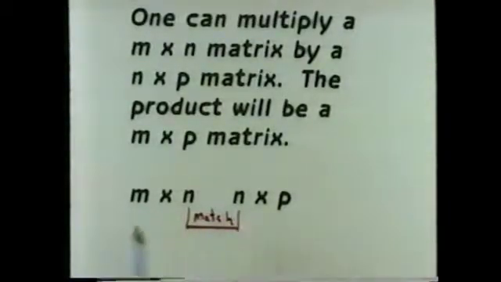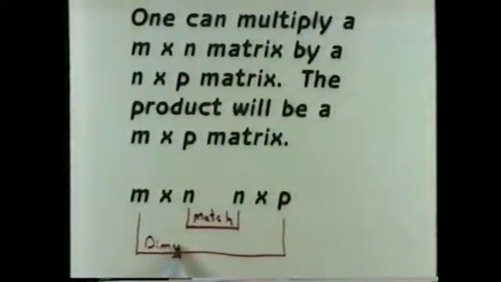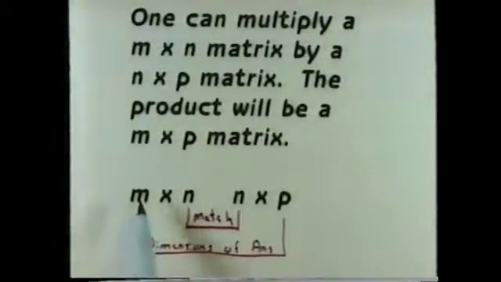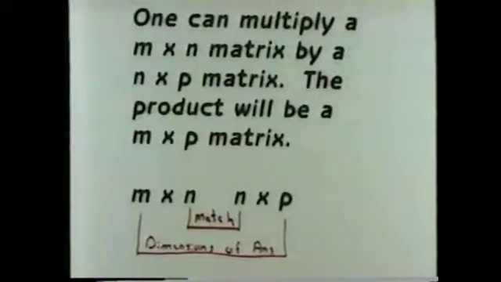Now once you verify that you can do the multiplication, then the outside will give you the dimensions of the answer. So the answer would be M by P. So the number of columns on matrix 1 must match the number of rows on matrix 2 for you to be able to multiply. If you can multiply, then the dimensions of the answer will be the number of rows of matrix 1 by the number of columns of matrix 2.